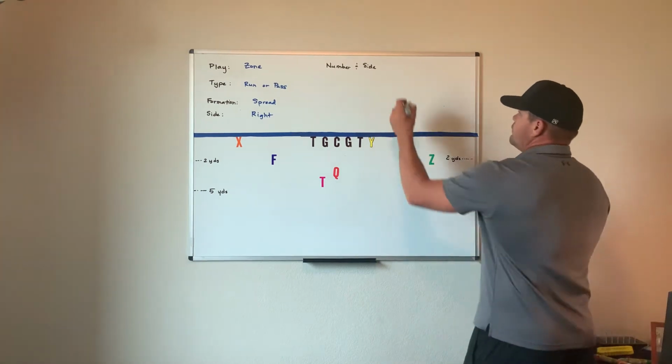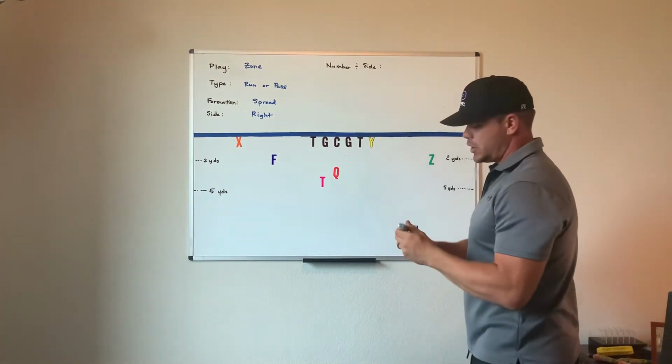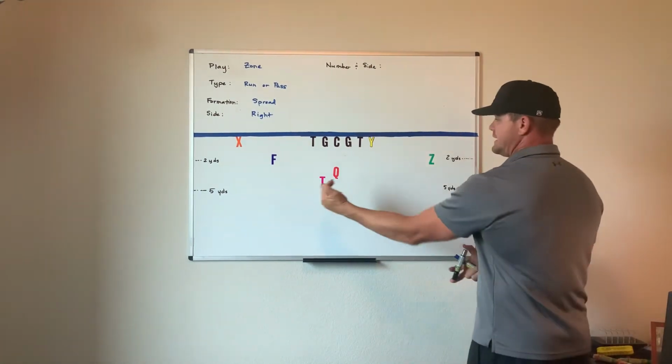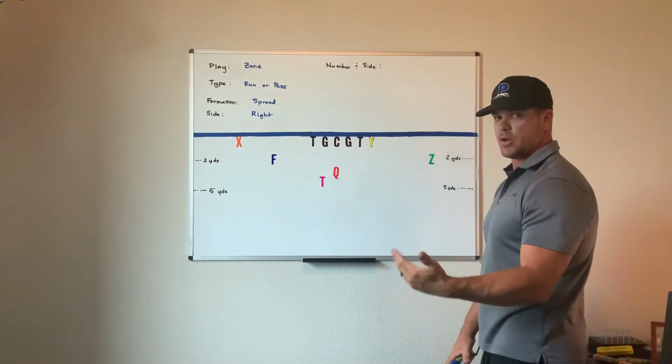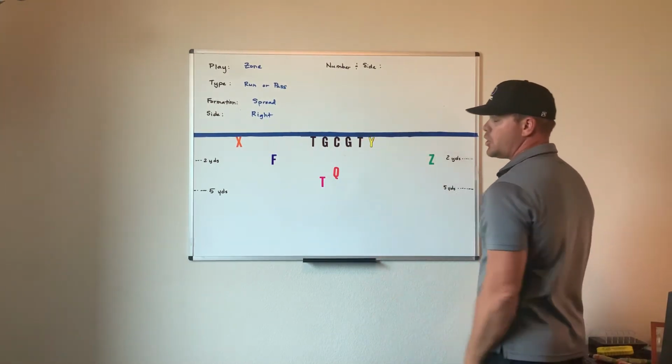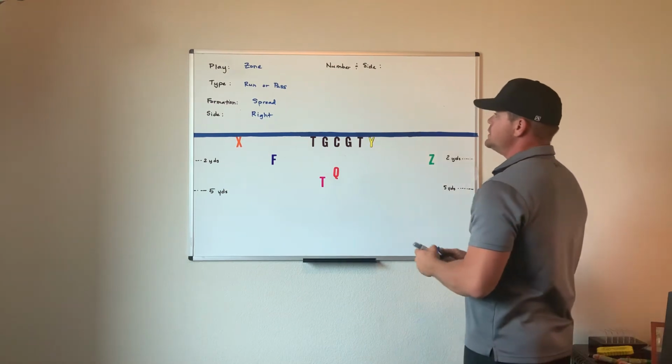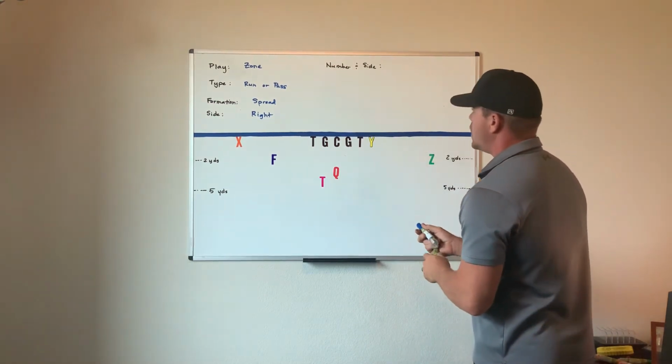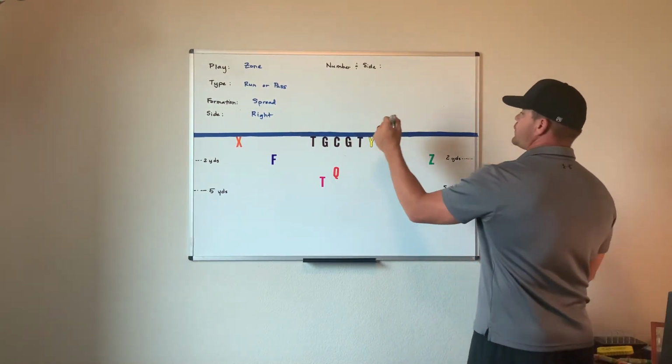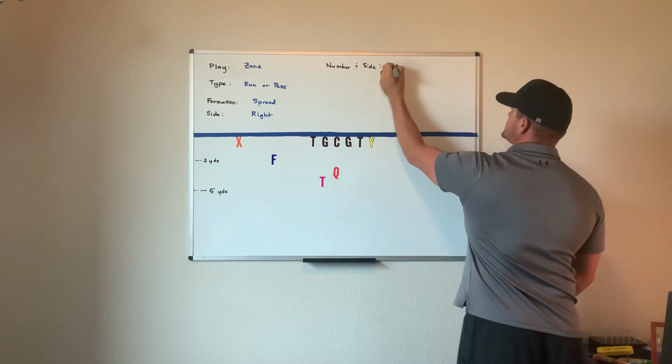So if we're running zone, remember on zone, the tailback crosses in front of the quarterback. So if the tailback's on the left, we have to be running the ball to the right in zone. So the play call would be 30 zone right.